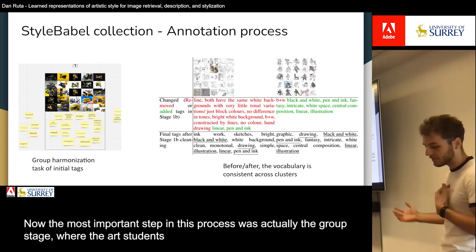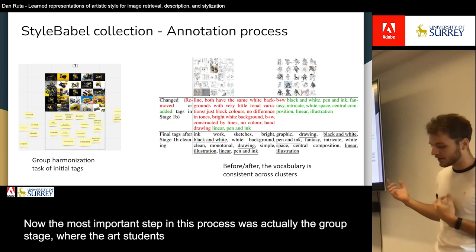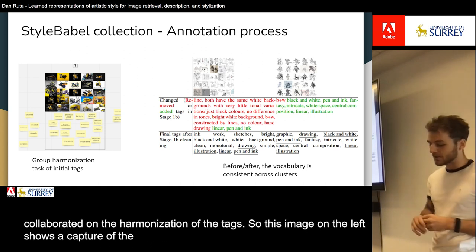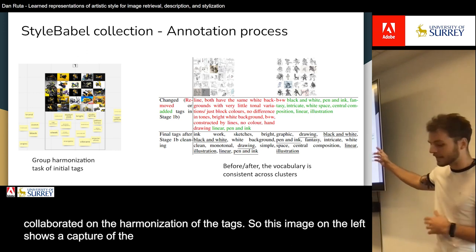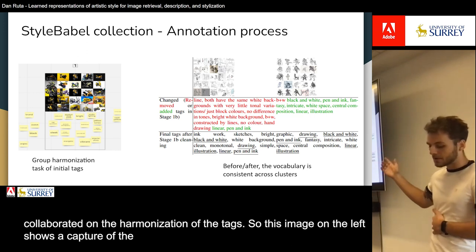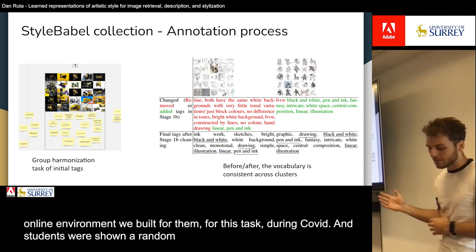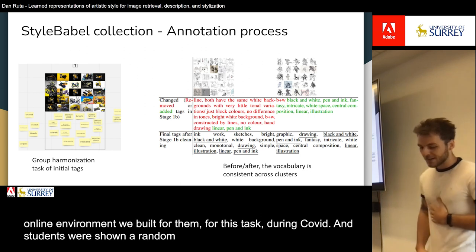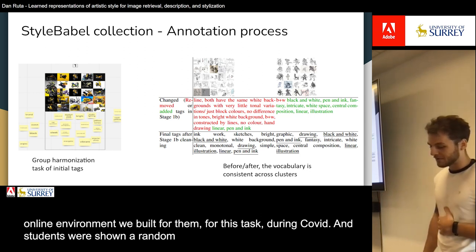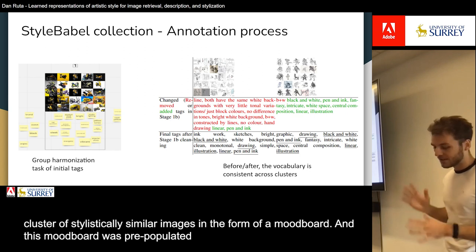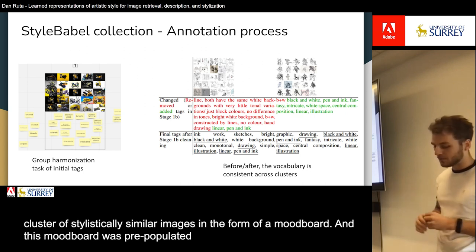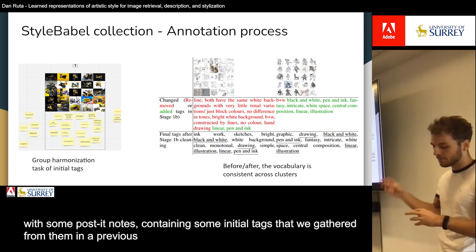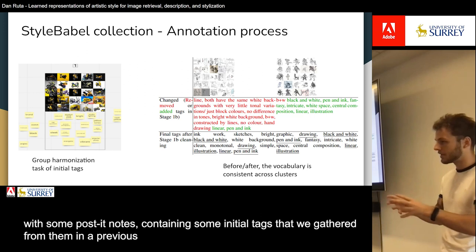Now, the most important step in this process was actually the group stage, where the art students collaborated on the harmonization of the tags. So this image on the left shows a capture of the online environment we built for them for this task during COVID. And students were shown a random cluster of stylistically similar images in the form of a mood board.